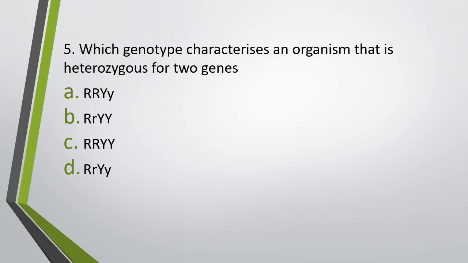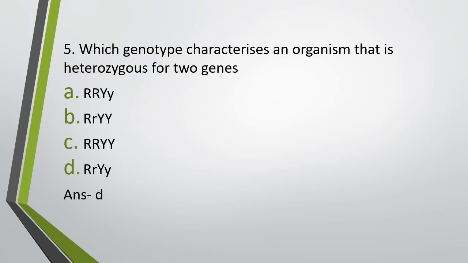Question number 5. Which genotype characterizes an organism that is heterozygous for 2 genes? Following are 4 different genotypes of an organism. Which of these characterizes an organism that is heterozygous for 2 genes? The correct answer is option D, capital R capital R, capital Y small y.